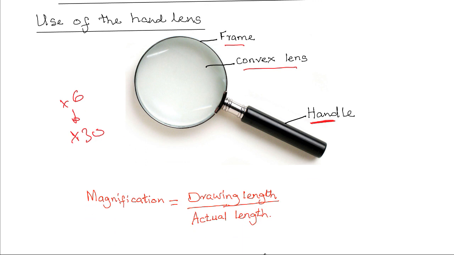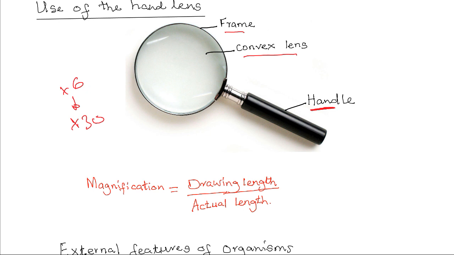Now, after you've observed, you usually make a drawing, and it is important that you learn to calculate the magnification of a drawing of an object that has been observed using the hand lens. To calculate the magnification of our drawing, we use this formula. We measure the length or the width, or whichever dimension, of the drawing, then we divide by the length of the actual object.